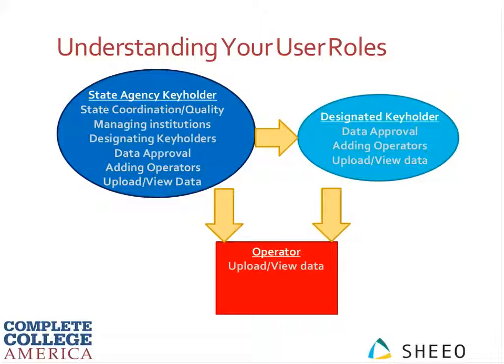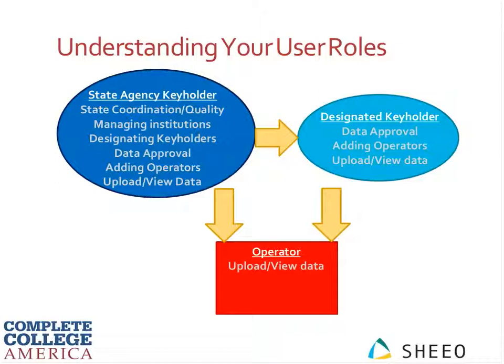So each state has a state agency key holder, and this key holder's responsibility is to coordinate all the data submission and ensure that the data that is submitted is of the highest level of quality, and these folks will communicate with the institutions. We know that in many cases the state level key holder will want to designate some of their roles to another person in that state or at an institution. And so they can designate key holders. By designating key holders, they're allowing that other person to do the data approval. They can add operators, and operators cannot approve data, but they can submit data.